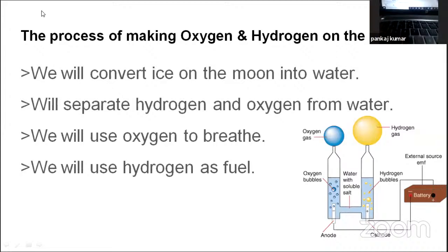The process of making oxygen and hydrogen on the Moon. We will see how to make oxygen on the Moon. We will convert ice on the Moon into water. We will separate hydrogen and oxygen from water. We will use oxygen to breathe. We will use hydrogen as a fuel.